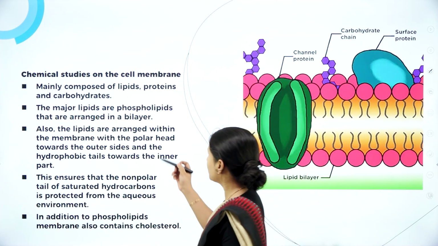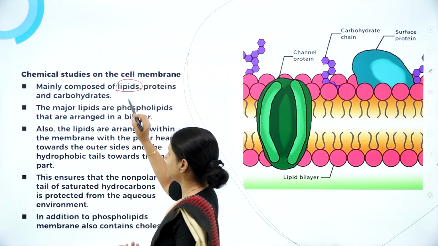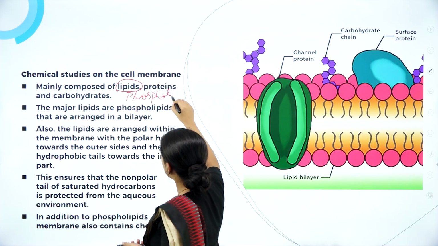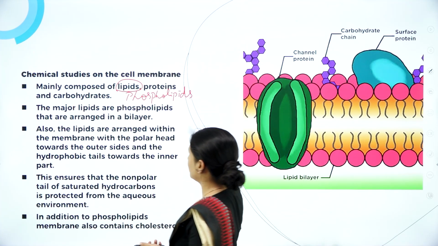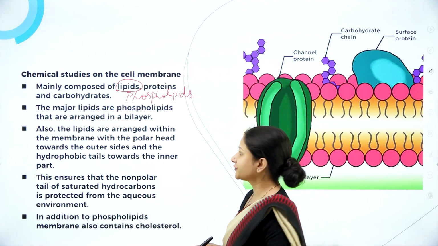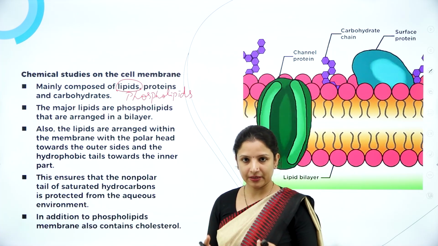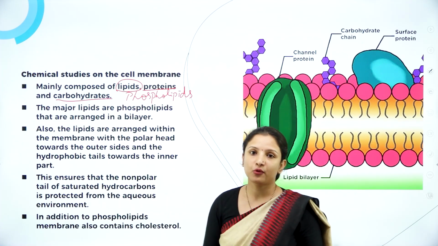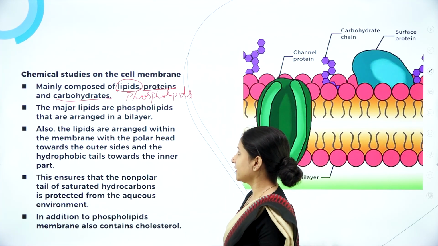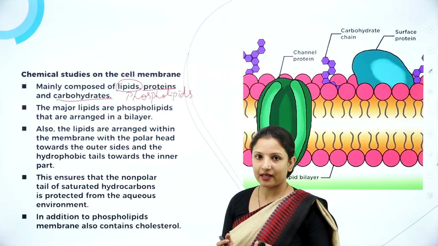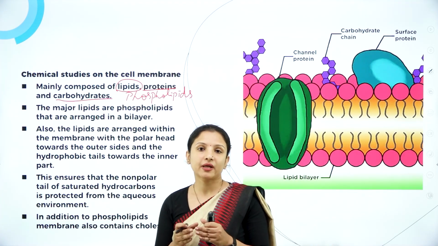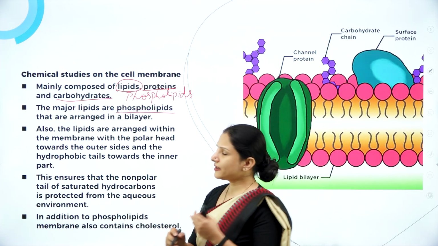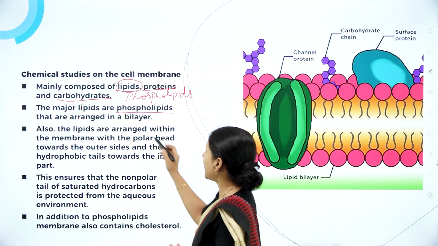It is mainly composed of lipids, especially the phospholipids. So phospholipids are nothing but lipids which are attached to a phosphate group. So they're made up of phospholipids, and apart from having lipids, they also have proteins, and to some extent they also have carbohydrates, which is a polysaccharide. And the major lipids that are there, as I told you, majorly the cell membrane is made up of lipids. In that, they are made up of especially phospholipids, and these phospholipids are arranged in a bilayer.